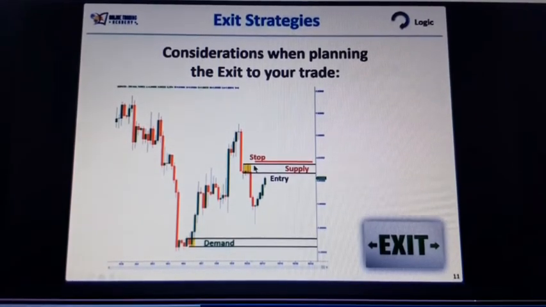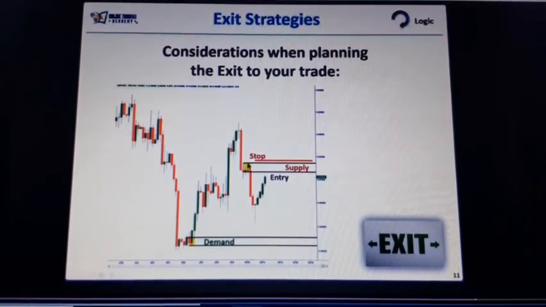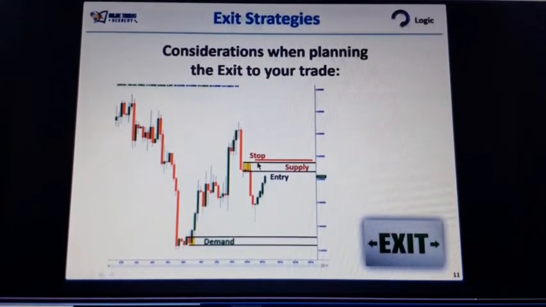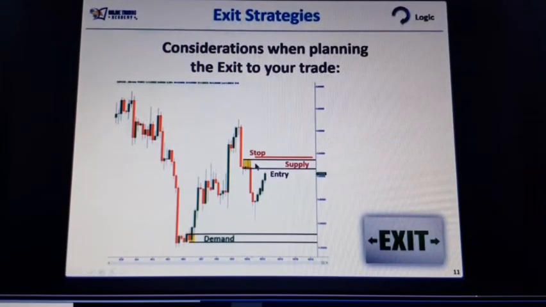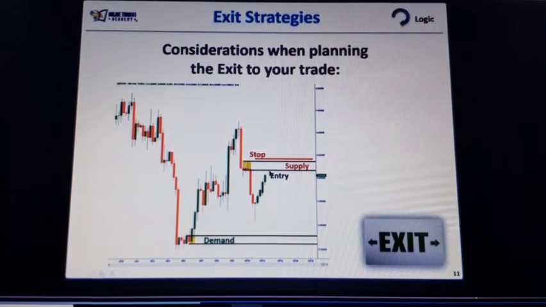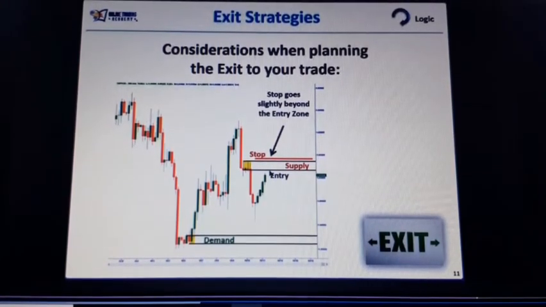See, this is your stop, Kavita. Your stop loss, if this is a daily and hourly income trade, will go 2% of daily ATR above this distal line. Okay, so this is my stop loss. This was my entry at the proximal line. This is my supply, and the stop goes slightly beyond the entry zone.